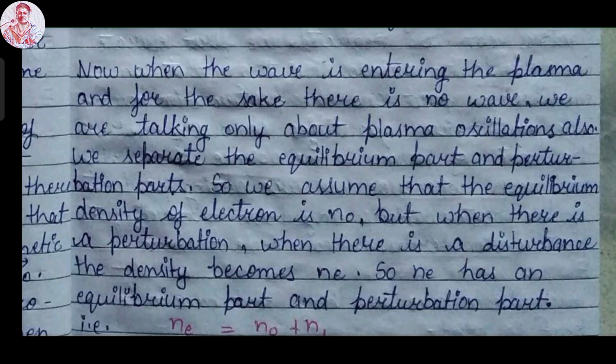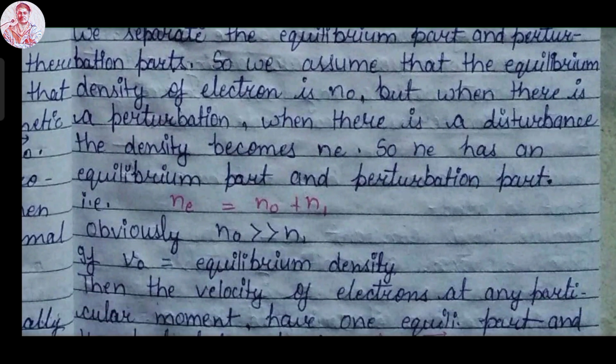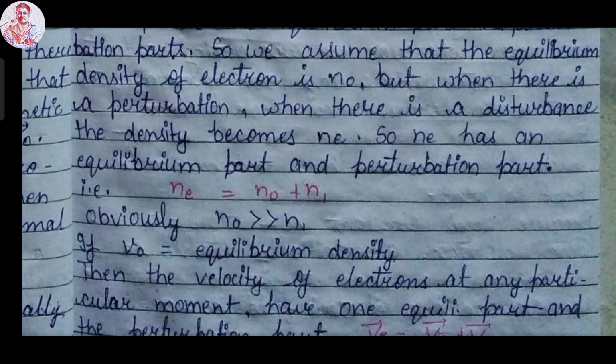Now when the wave is entering the plasma, for the sake of argument if there is no wave, we are talking only about the plasma oscillation also. We separate the equilibrium part and the perturbation part. So we assume that the equilibrium density of the electron is n0, but when there is a perturbation, then there is a distribution of density which becomes Ne. So Ne has the equilibrium part and perturbation part, that is Ne is equal to n0 plus n1. Obviously n0 is much greater than n1.